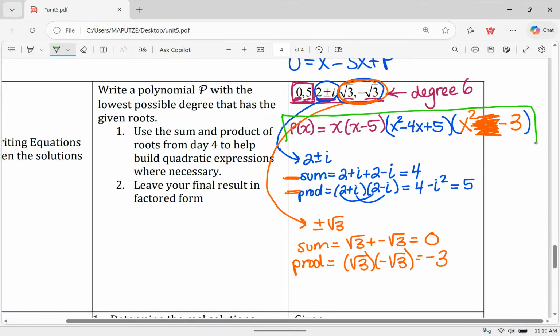So this is what we call factored form. You don't need to put it in standard form. You would just leave it like that. Check your degree: 2, 4, here's 5, here's 6. So we did get the degree we were expecting.